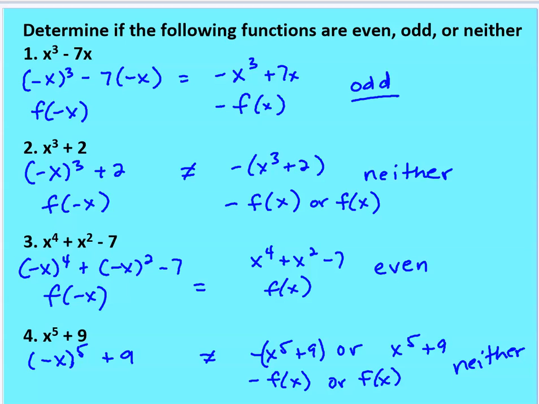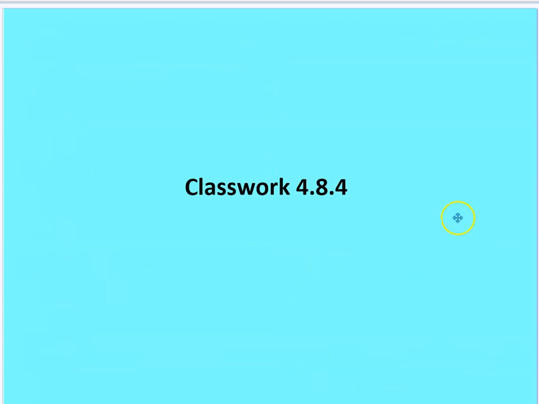All right, so here are the answers. You can check your work if you want. Pause and take a look. So I have odd, neither, even, neither. So this brings us to classwork 4.8.4. And I'm going to give you your last classwork set, and then we're going to be done. And then again, please check in with me about whether or not this is required classwork.